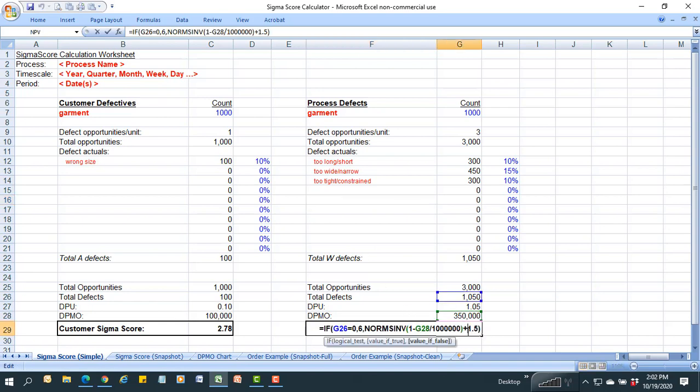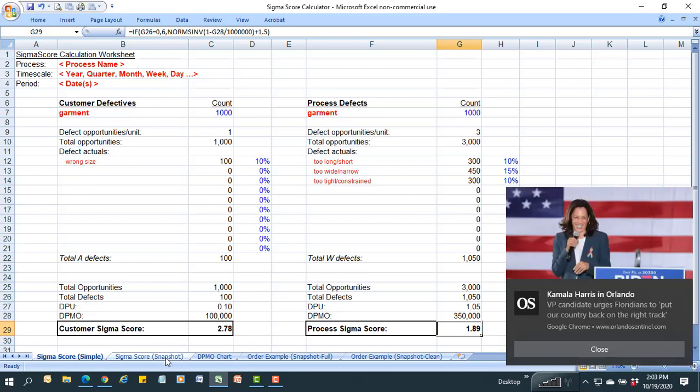If I can increase this process sigma score, I'll have fewer of these defects, and likewise I'll have fewer of the wrong size defects. So I will improve my customer sigma score typically by improving my process sigma score, which is why Six Sigma quality management is largely about improving your processes and reducing your variation over time. So that's a very simplified example of some of the math of DPU and DPMO. But it won't do for what you have to do on most of the projects you'll work on, because quality is more complicated than that.